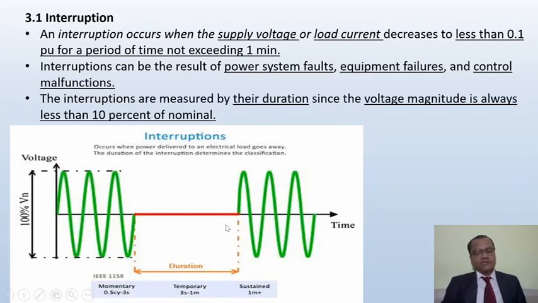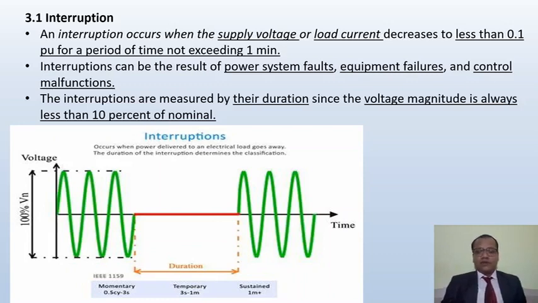The first one is the interruption. The name itself indicates that an interruption is a sudden loss of voltage, and that sudden loss of voltage is not more than 1 minute. So it should be less than 1 minute, and that's why it is called a short duration voltage variation. The interruption can be the result of a system fault, equipment failure, or control malfunctions. It may be any kind of reason.